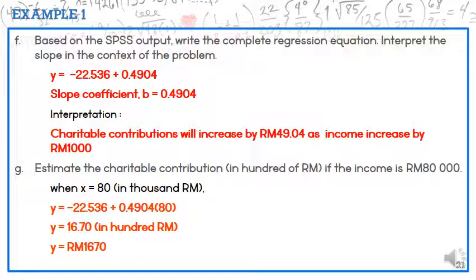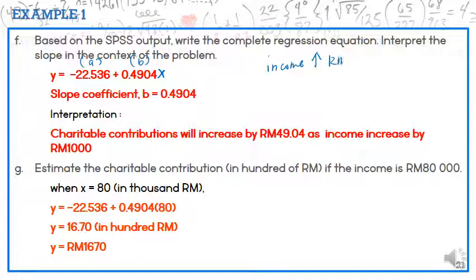Based on the SPSS output, write the complete regression equation. Interpret the slope in the context of the problem. Okay. So again dekat sini dia ada explain rupanya. Okay. So Y sama dengan negatif 22.536. This is A plus 0.4904. This is B and ada X kat sini tertinggal. So the slope coefficient is 0.4904.